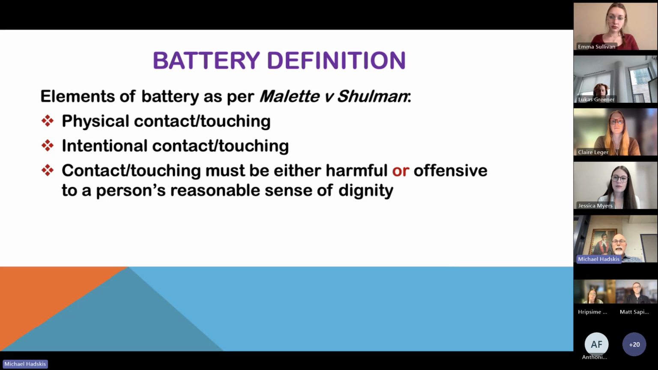And so, in this particular case, the court indicated that she suffered psychologically as a result of receiving the blood in these circumstances. So that constitutes harm. So it's not just physical harm. How about the other side of the "or"? Offensive to a reasonable sense of dignity.